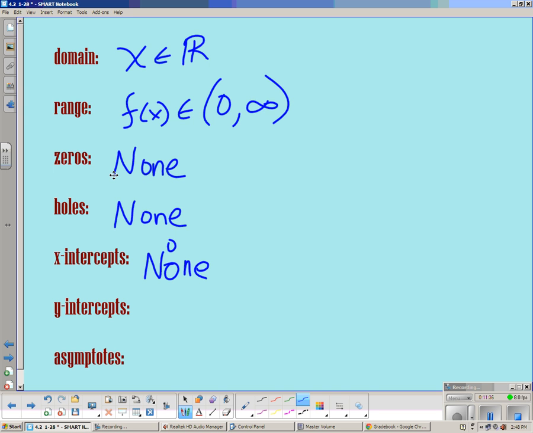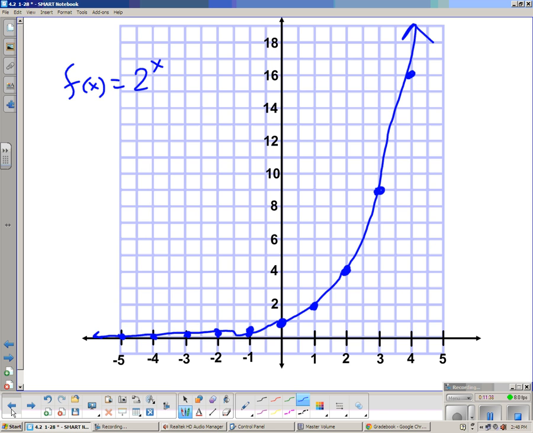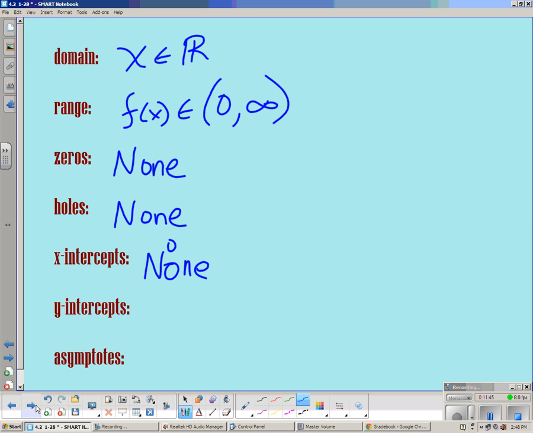Now for the y-intercepts. Okay, if we go back, it crosses the y-axis right here at 1. So our y-intercept is at (0, 1).